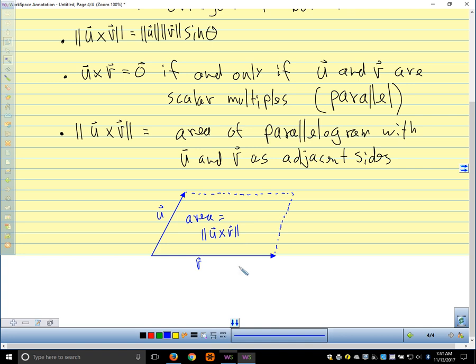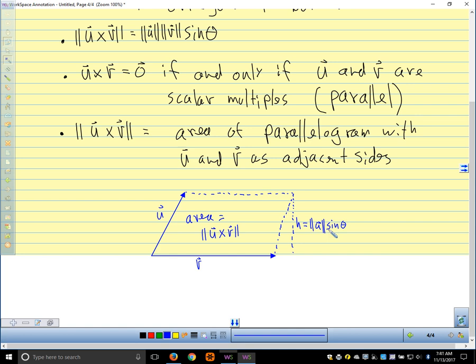The reason for that is we said that the magnitude of u cross v is u times v times the sine of theta. This height is the magnitude of u times sine theta. So that's the height of the parallelogram. Multiply the base times the height, and we get the area.